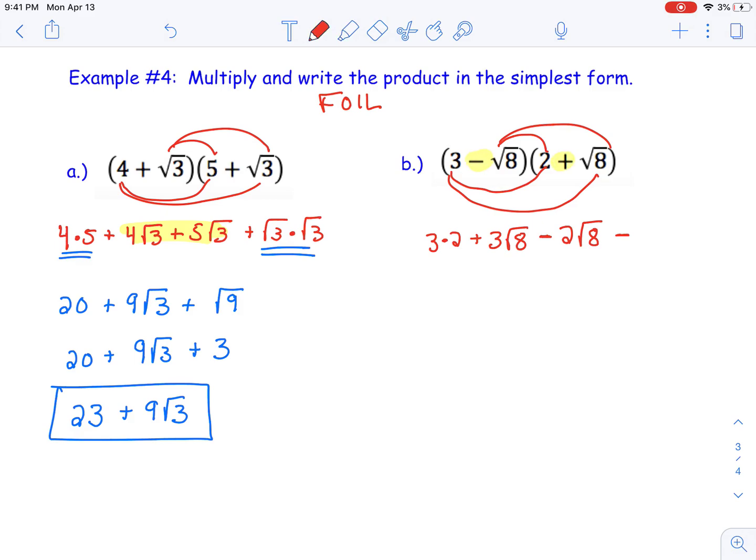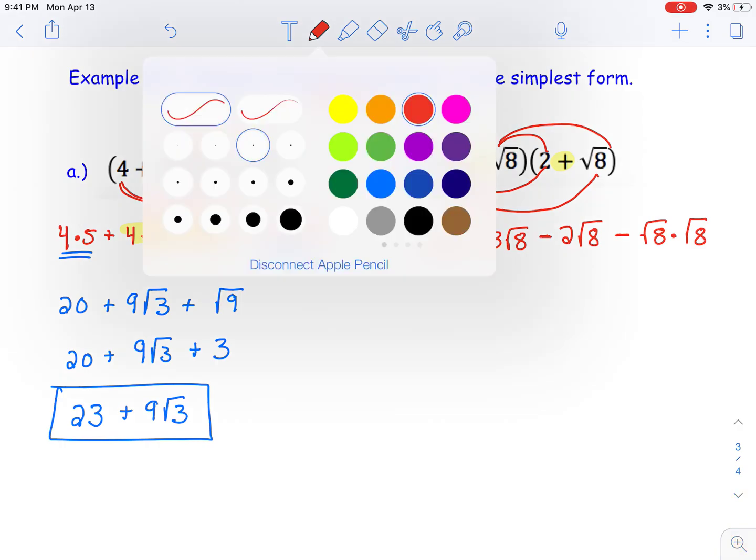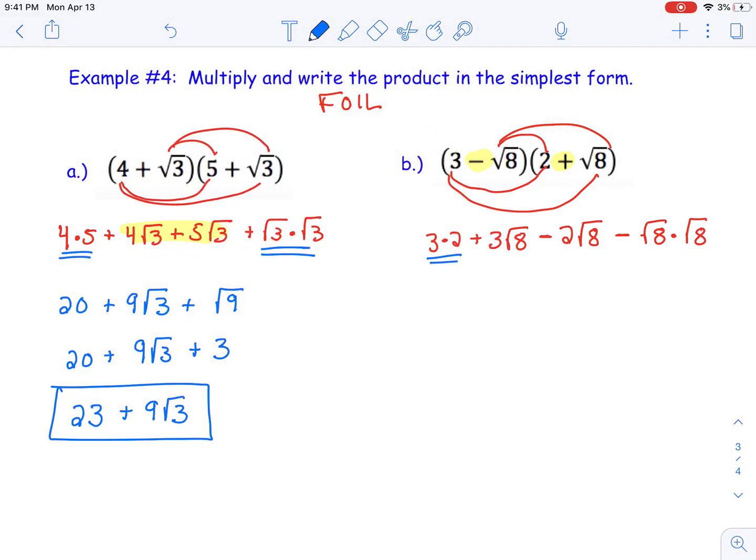So I'm going to get a negative. And then radical 8 times radical 8. So this will give us 6. We can combine these two middle terms because they both have radical 8. So that becomes 1 radical 8. You don't really have to put that 1 there. Subtraction, radical 8 times radical 8 is really radical 64, which is just 8. So we get 6 plus radical 8 minus 8.